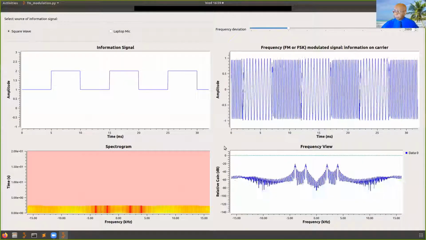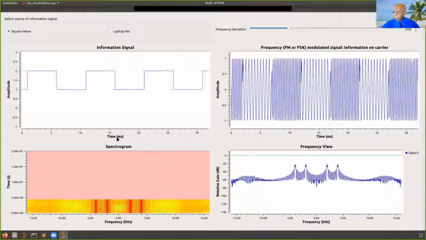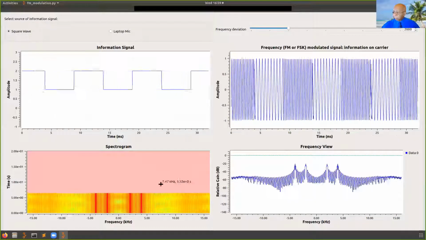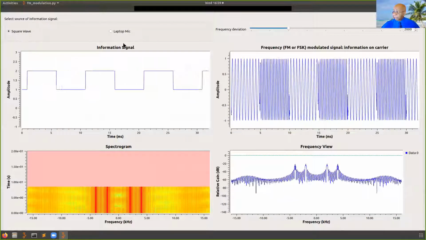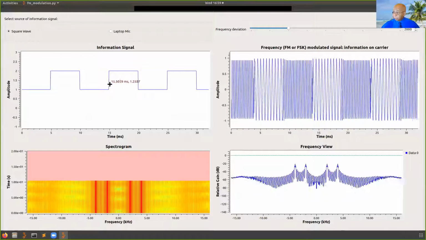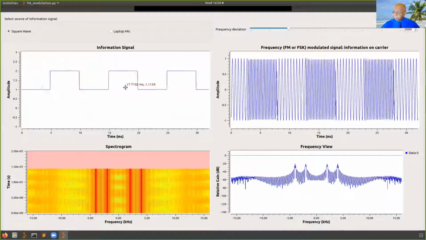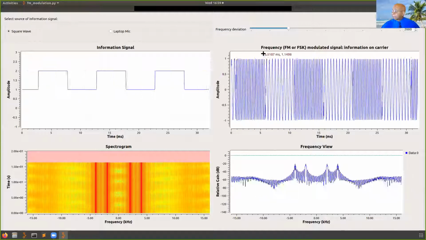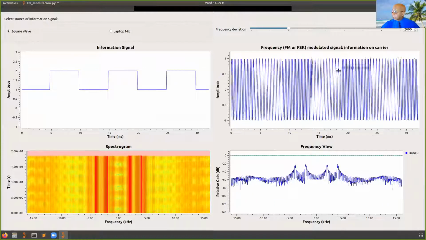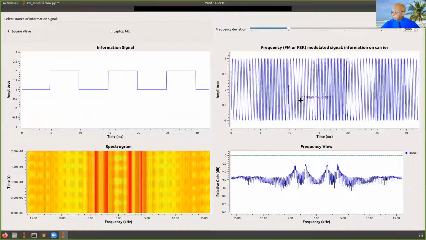These are the new graphs now. This is the spectrogram. It's loading. And the information signal you see is different. This one is like squares. That means it is a digital signal. And here we have the frequency modulated signal. This is the FM signal right here.